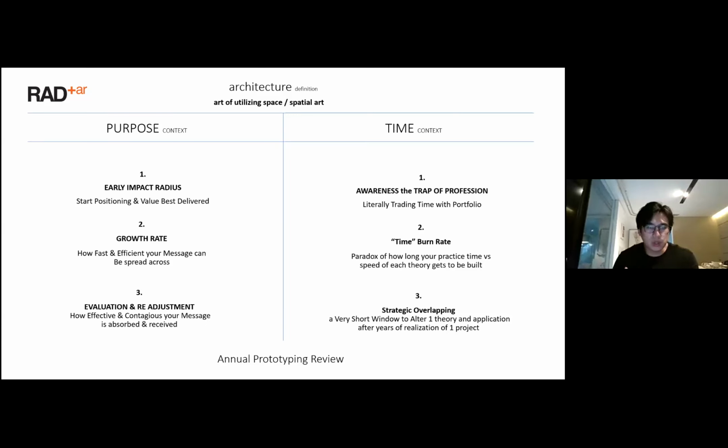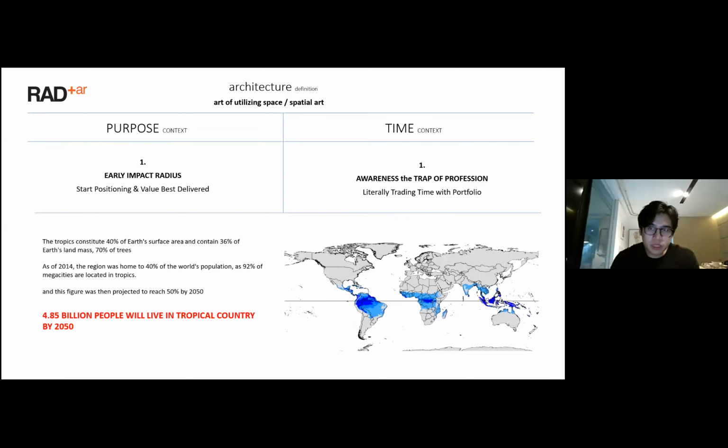So basically, this is what we want to highlight. There will be time context, because there is this awareness trap of provision, time burn rate, and strategic overlapping. I'll explain further. We'll dissect each one. Okay, the first one is early impact radius.